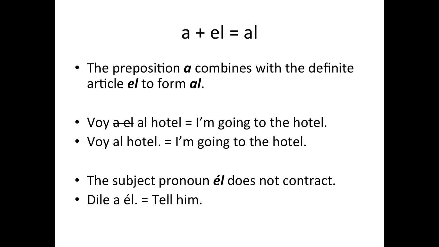Now, I want to point out the fact that the subject pronoun él does not contract. Now, el, the definite article, and él, the subject pronoun, they're pronounced the same and they look the same, except the subject pronoun has the accent on the e, and that does not contract. So if you see it in a sentence, you don't have to worry about it. So here's an example. Dile a él. We're not going to change that to al because it's not the same word.